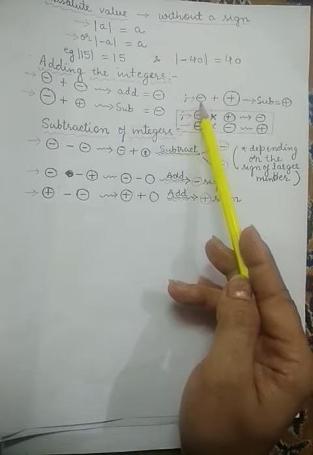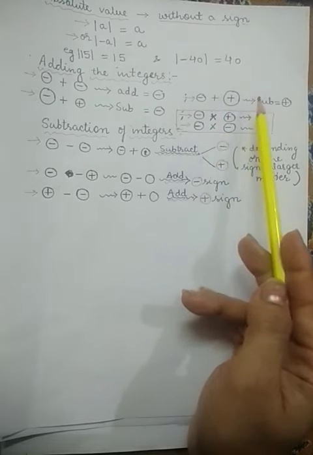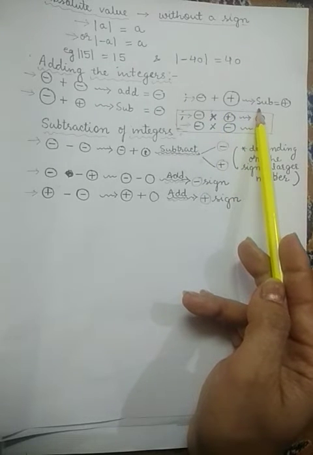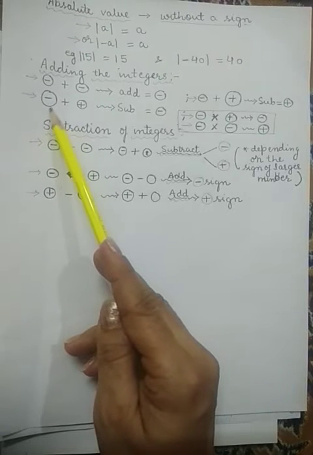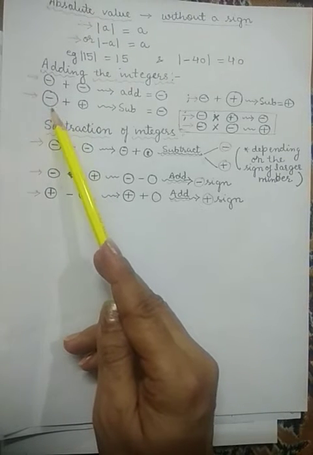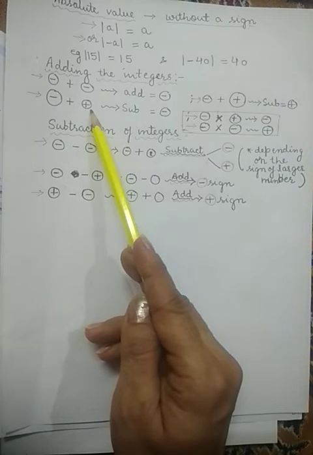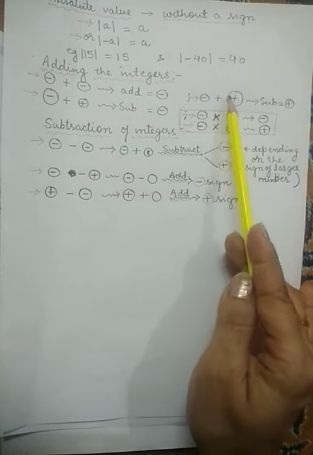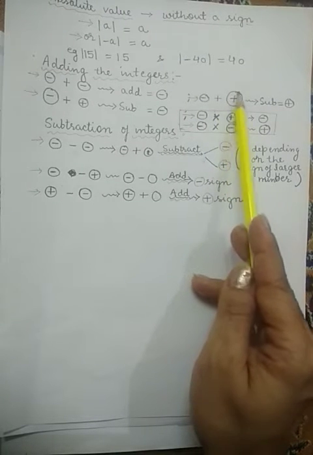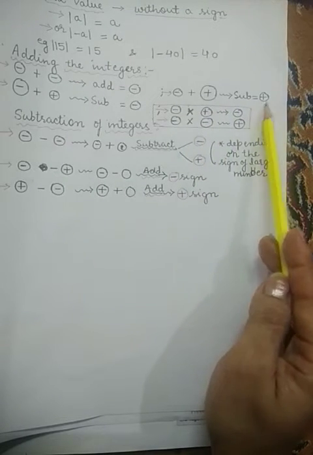Here also I am showing two opposite sign numbers, they subtract. But there is a difference. What was that difference? Here the negative number is bigger. So when the negative number is bigger and we are adding it to a positive number, our answer will be negative. But if you have a positive number which is bigger and you are adding it to a negative number, then your answer will be a positive number.